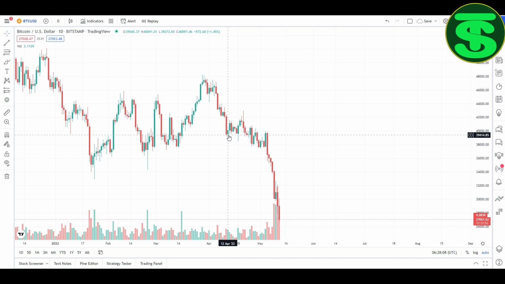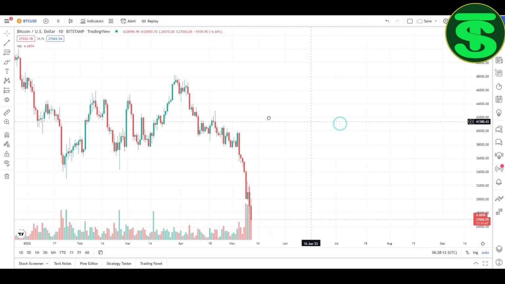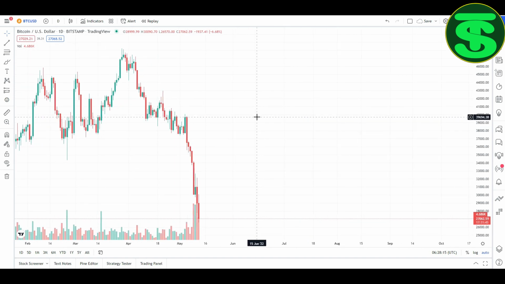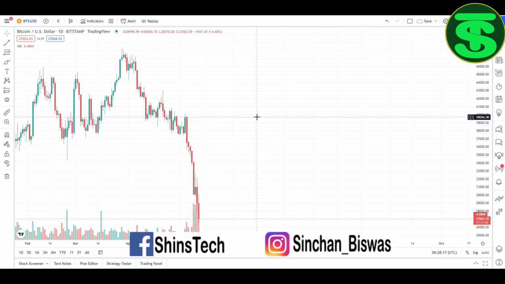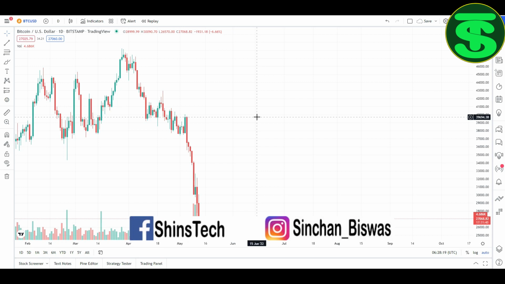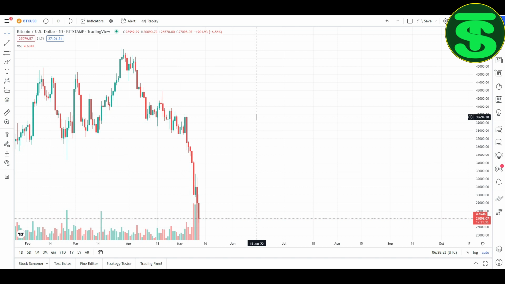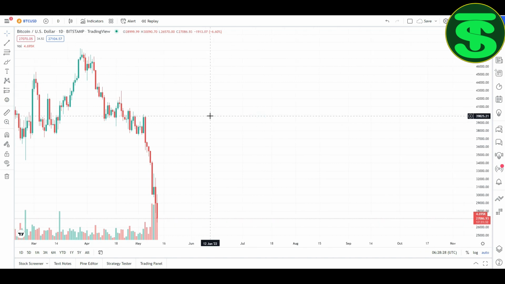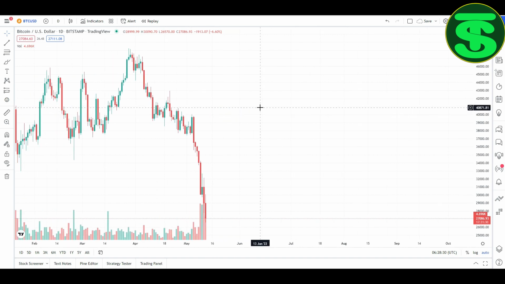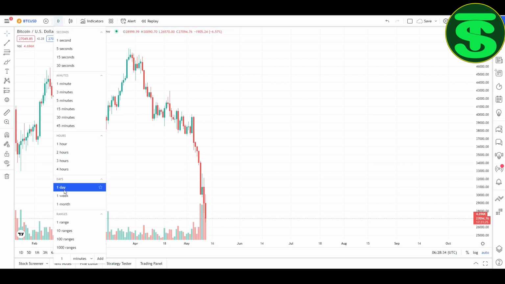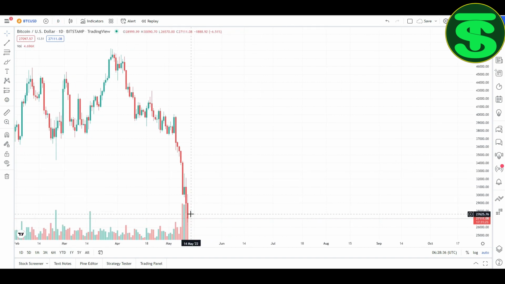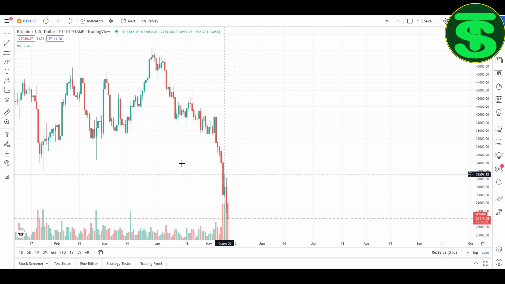Today I am back with another Bitcoin graph search, so I can discuss everything about the Bitcoin graph, where the market is going and where it stands. Also, I will share the Bitcoin price. So let's start. First of all, I am on the one-day chart. In the one-day chart, you can see this market is going down.